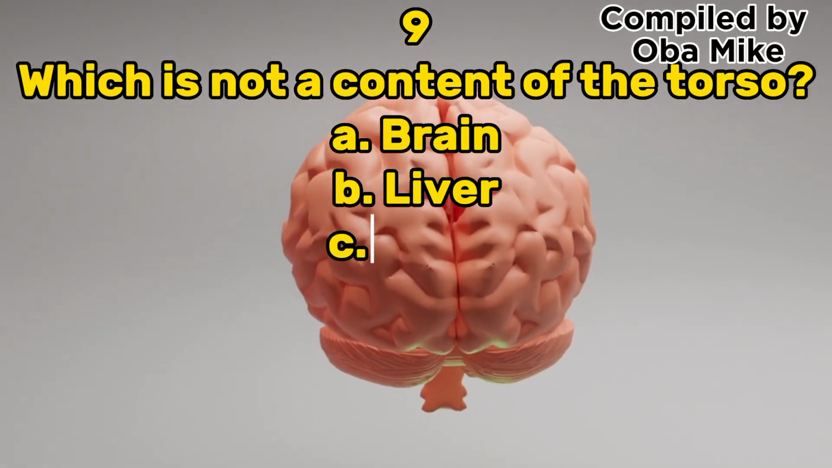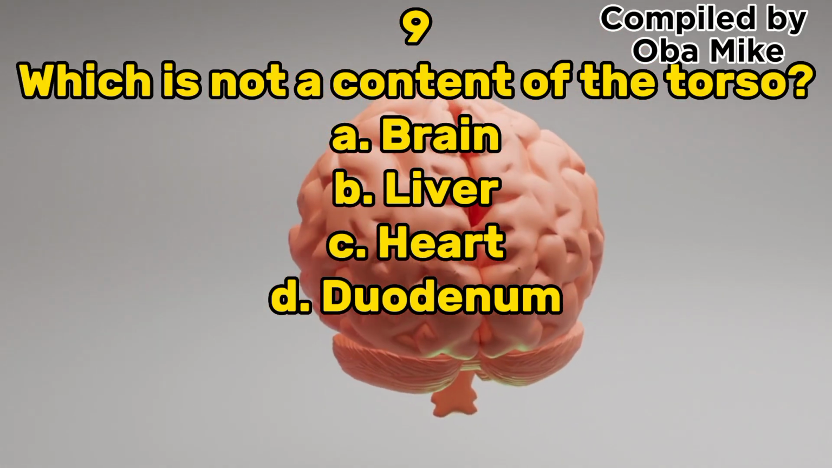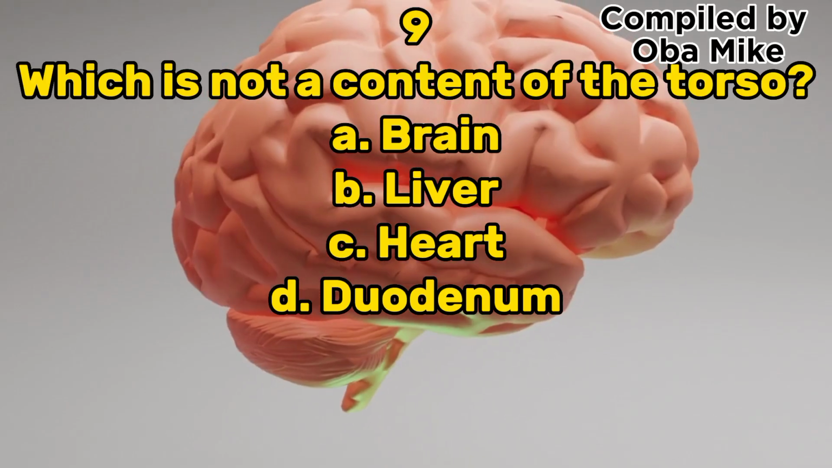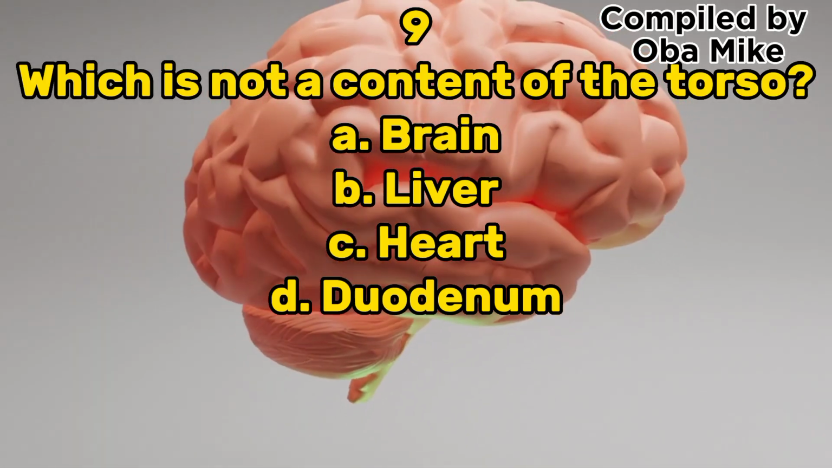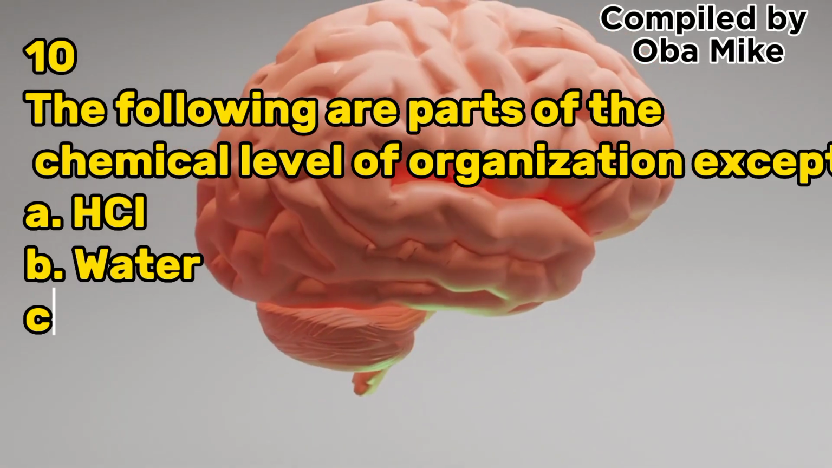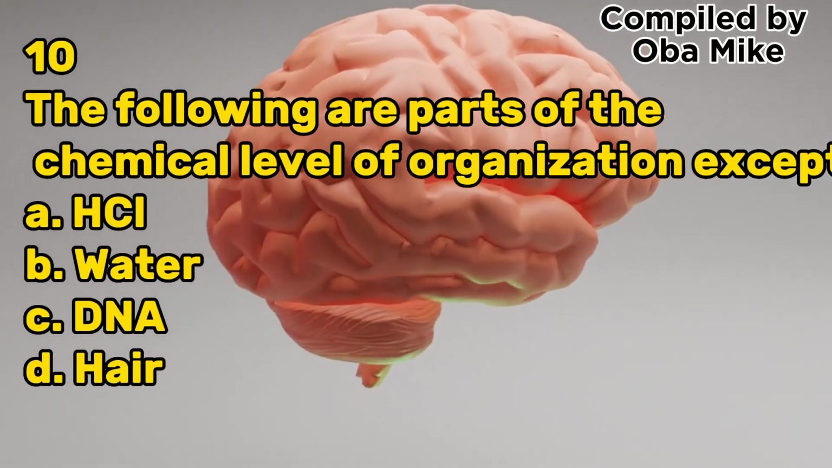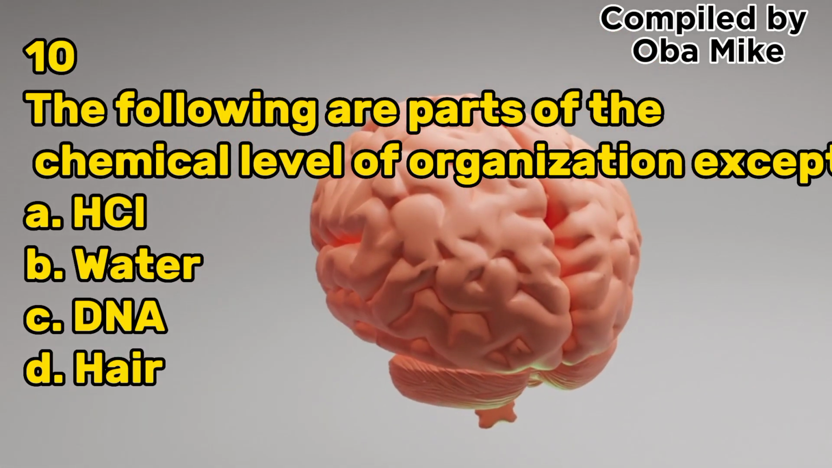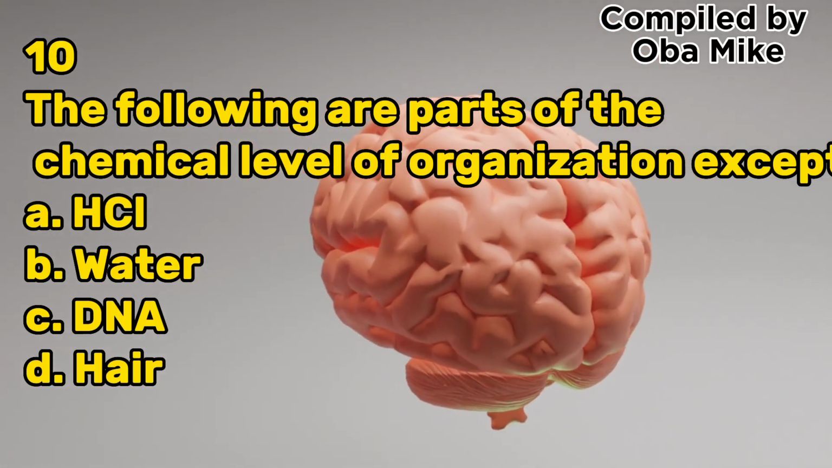9. Which is not a content of the torso? A. Brain, B. Liver, C. Heart, D. Duodenum. 10. The following are parts of the chemical level of organization except A. HCl, B. Water, C. DNA, D. Hair.